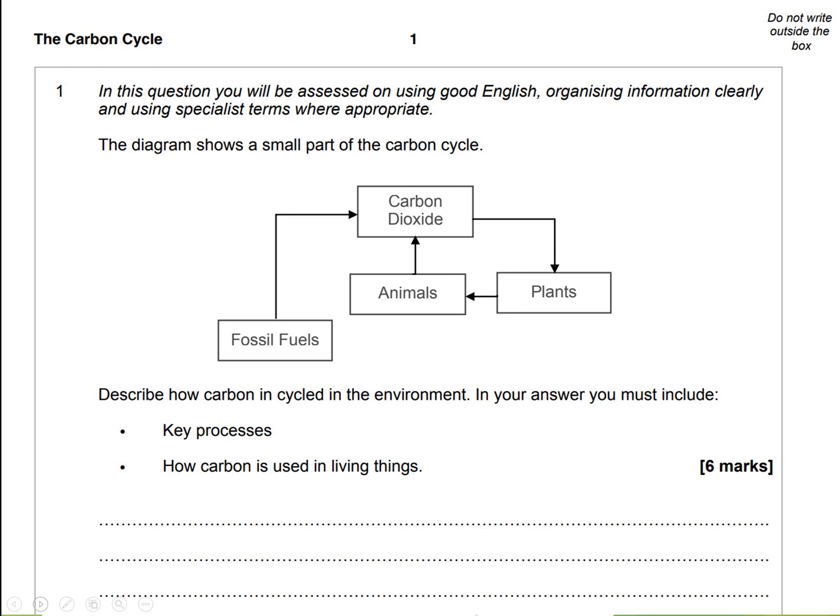The diagram shows a very small part of the carbon cycle. So we've got carbon dioxide is given off by fossil fuels. The plants take up the carbon dioxide. The animals eat the plants and the animals give off carbon dioxide. So it's not as simple as just describing that flowchart as I've just done. That's not going to pick you up marks. I want a description of how carbon is cycled in the environment. You must include the key processes and how carbon is used in living things.